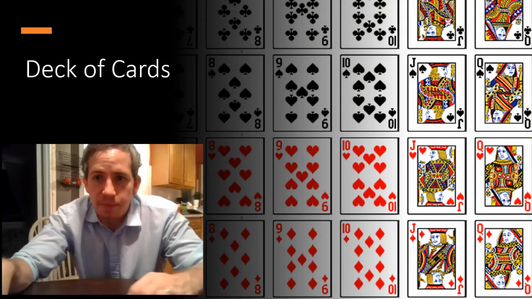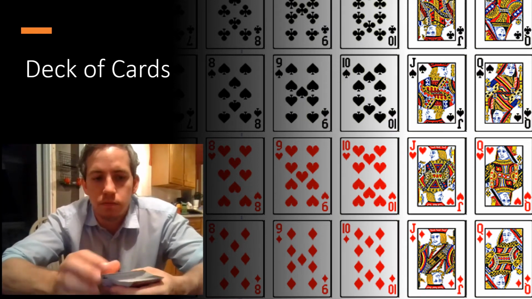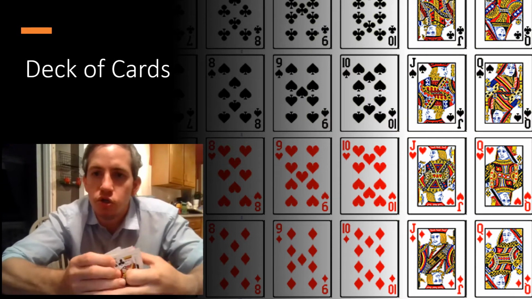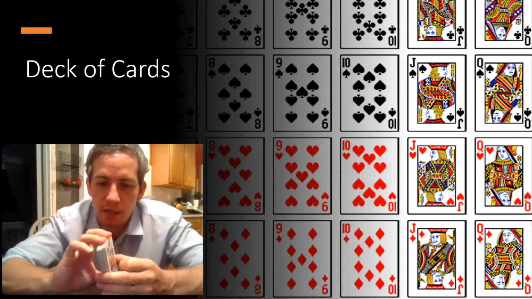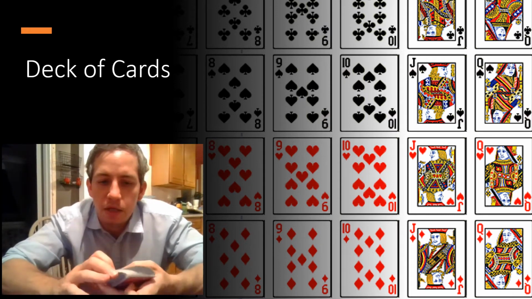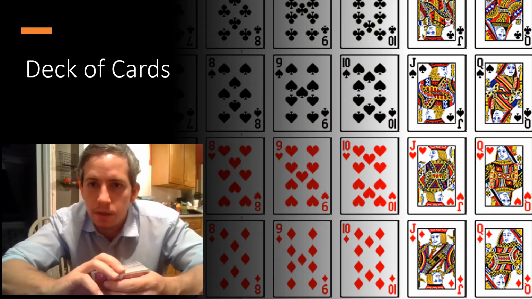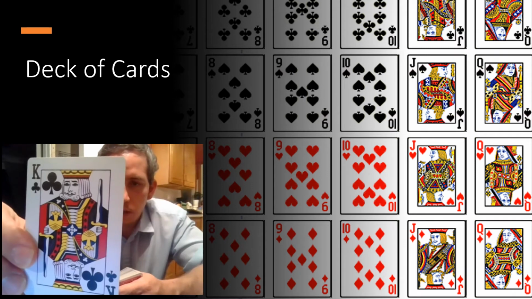The second type of probability that will come up a lot involves decks of cards. So when I talk about having a deck of cards, I want it understood what I'm talking about. A deck of cards is a deck of 52 cards. Those 52 cards have different things on them, and you can kind of see some of them on the screen here. You could have a king of clubs.